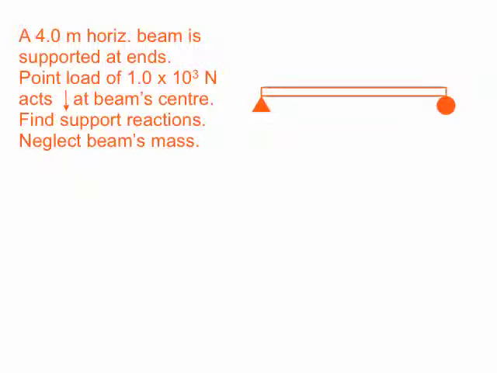A 4-meter horizontal beam is supported at its ends. We're going to have a point load of 1,000 newtons acting perpendicular at the beam's center. Find the support reactions. What does that mean? Well, support reactions are equal and opposite, right? Third law. Remember, third law is always acting here. So in order for those two supports to keep the beam from falling, they have to react against the force acting at the center. So here's your force at the center. It's directly in half.